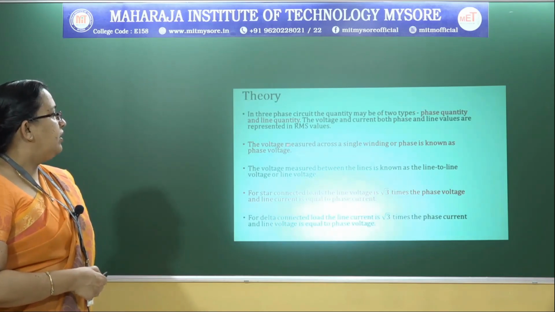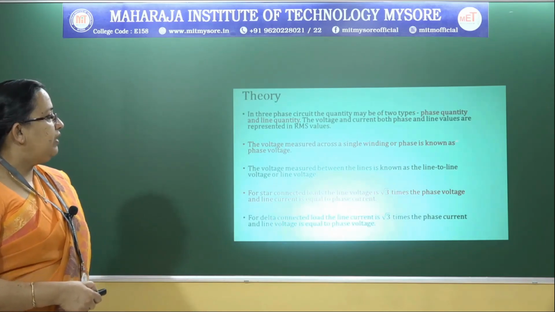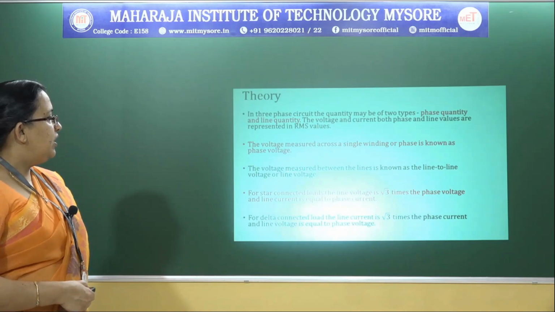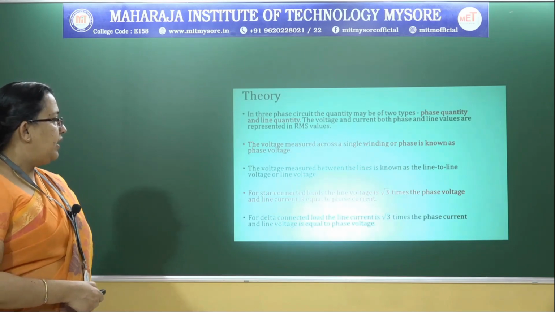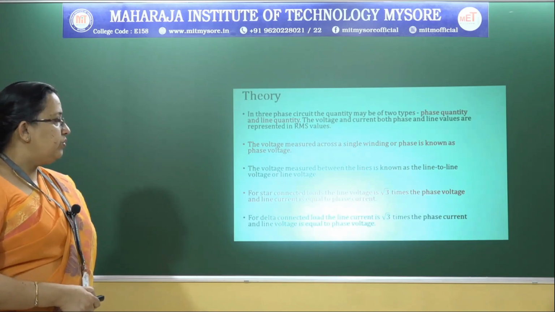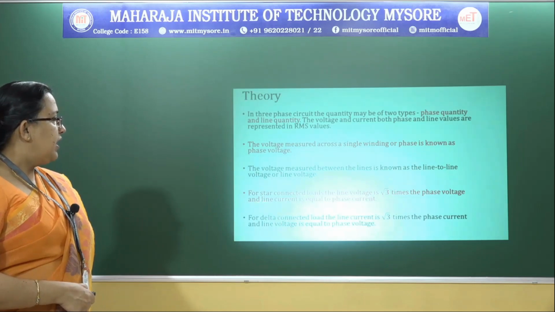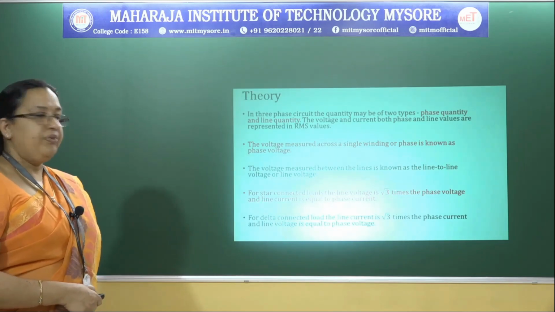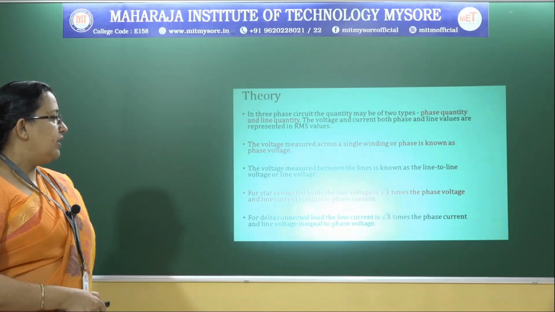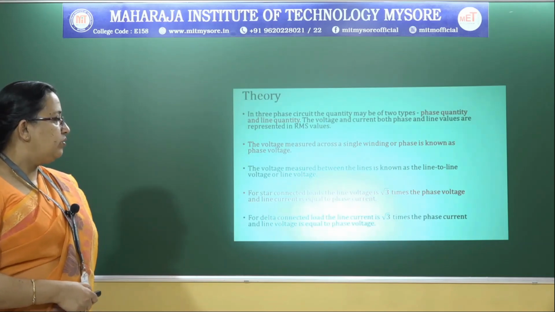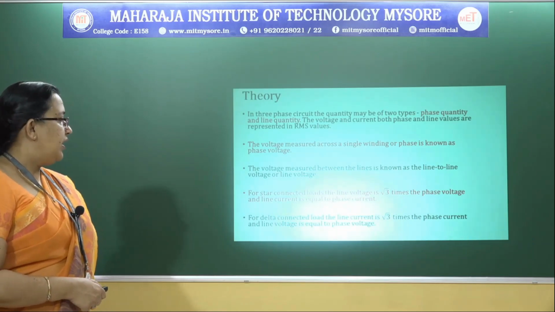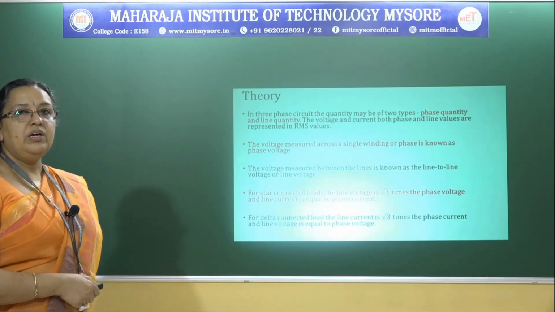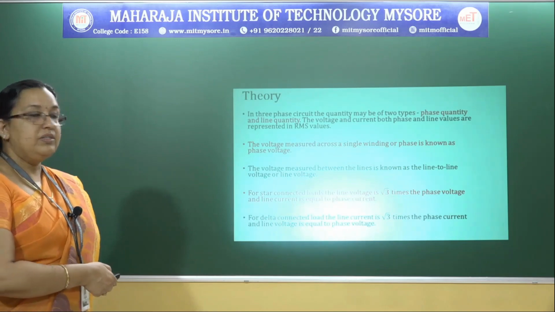So here the voltage across a single winding or phase is known as phase voltage. Voltage measured between lines is known as line to line voltage or simply line voltage. In a star connected load, line voltage is root 3 times the phase voltage and line current is equal to the phase current. Whereas in a delta connected load, line current is root 3 times the phase current, and the line voltage is equal to the phase voltage. That is what we discussed earlier.